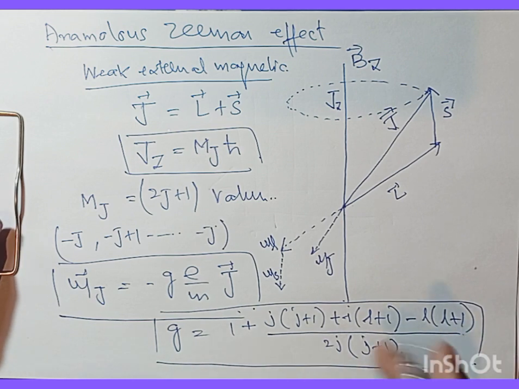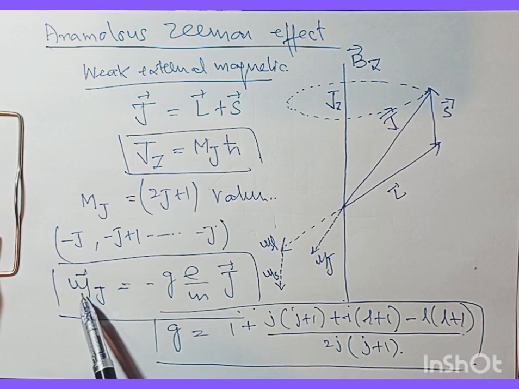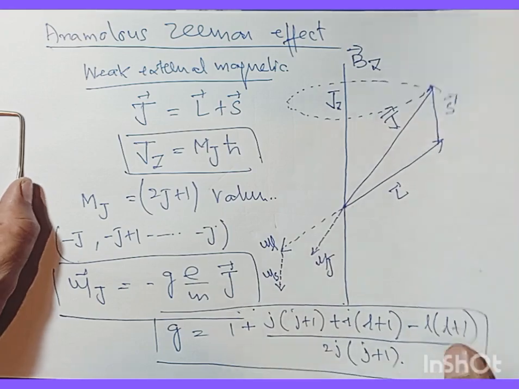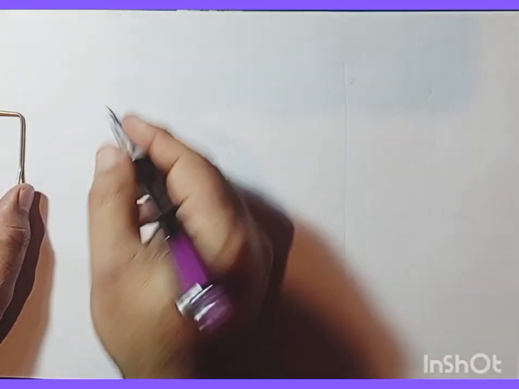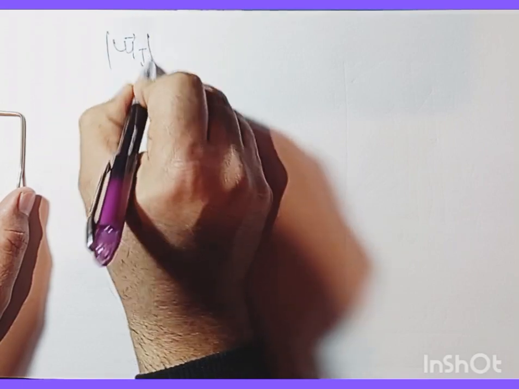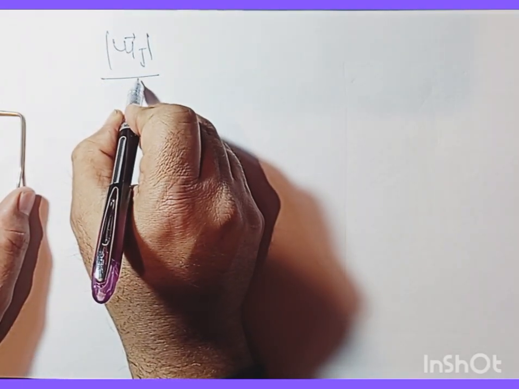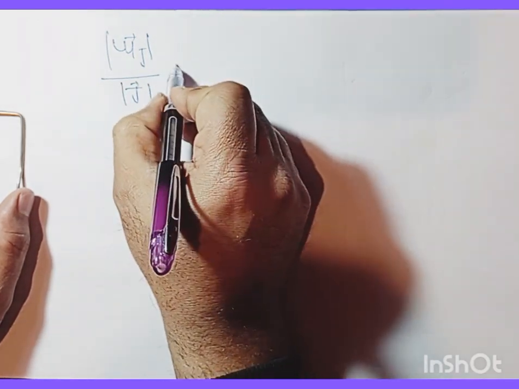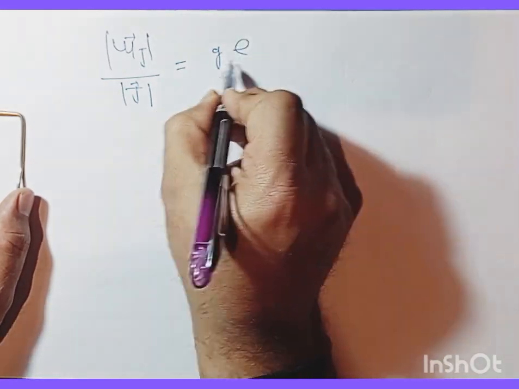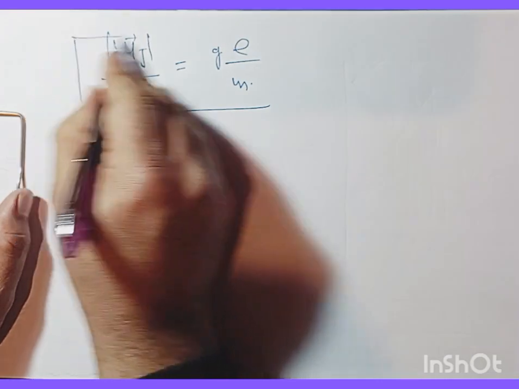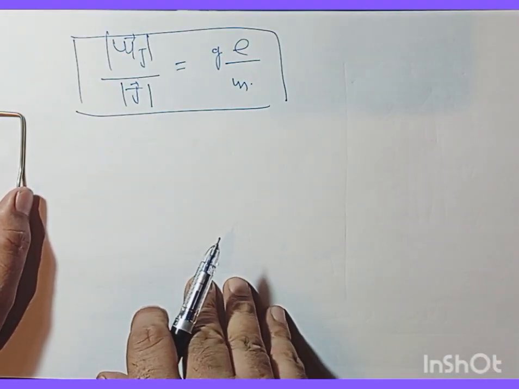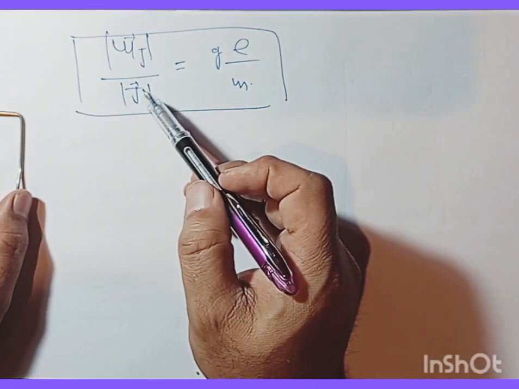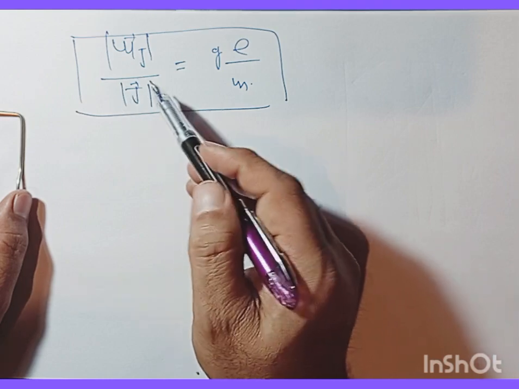Proceeding from here, we can take the ratio of the magnitude of the magnetic moment of J and the J vector. So we get mu J magnitude divided by J vector magnitude, which is G e by 2m. Because we cannot divide vectors, we have taken the ratio of the magnitude of the magnetic moment of J and the magnitude of the total angular momentum.